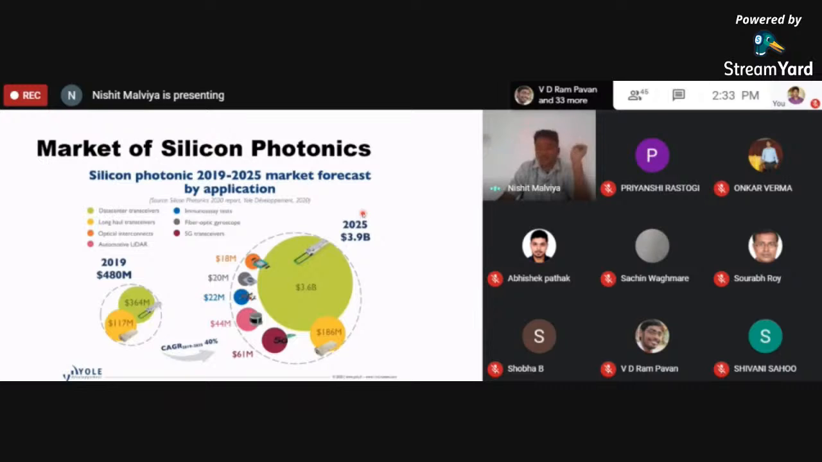Also, the market forecast is that billions of chips will be made for data center transceivers, but there are also other uses, like the fiber optic gyroscope, interconnects, and 5G transceivers.